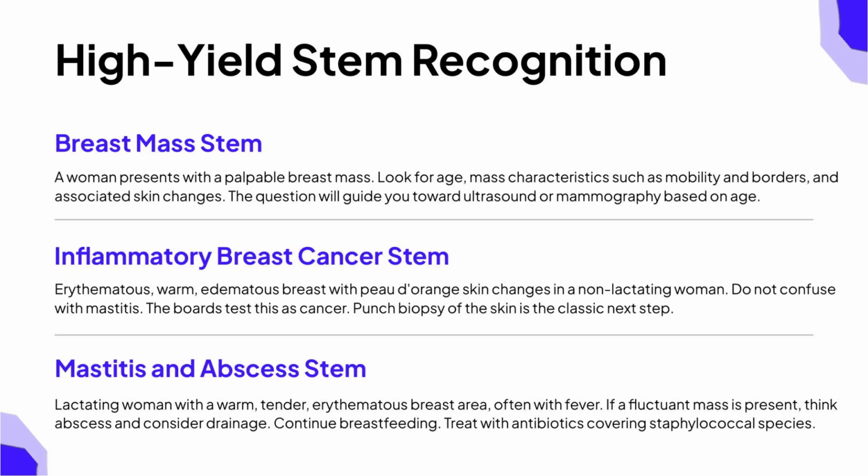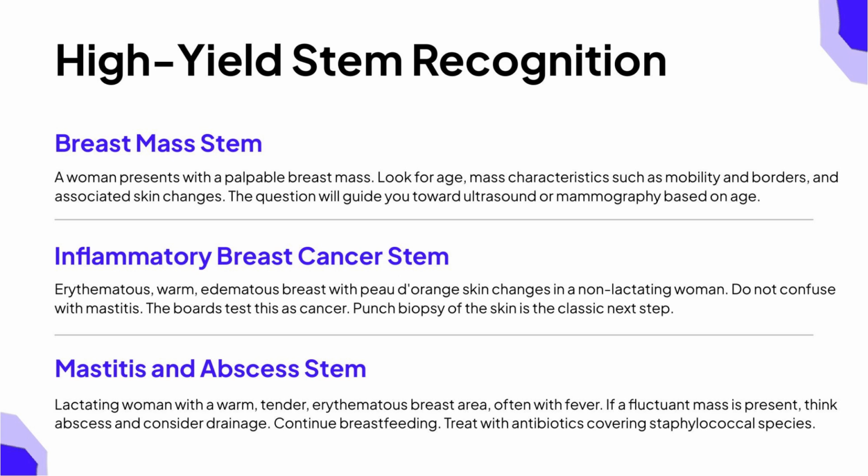Now let us go through high-yield stem recognition. The first pattern is the breast mass stem. A woman presents with a palpable breast mass. The question will give you the age, the mass characteristics like mobility and borders, and any skin changes. Your job is to figure out whether to order ultrasound or mammography based on age, and whether to proceed to biopsy.